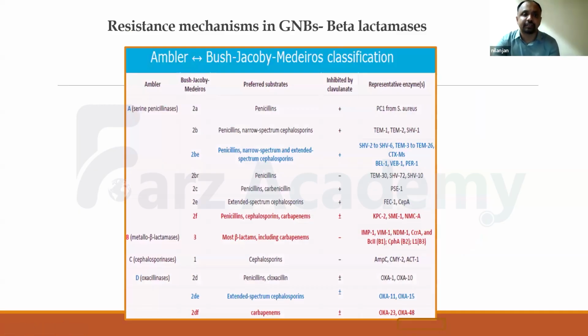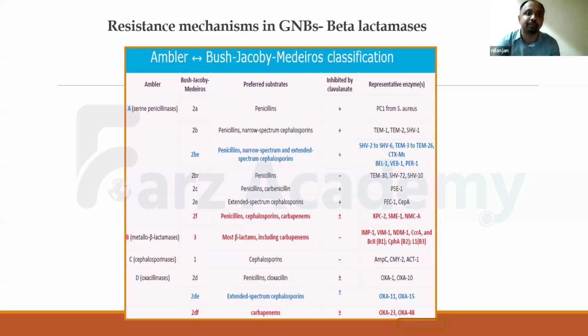The main resistance mechanisms in GNBs are the beta lactamases. A very common and frequently asked classification is the Ambler classification. There are four classes: class A, class B, class C, and class D. Nowadays, as you know, most centers do biofires or BCID panels. The importance of this is that we can get the genotype of the organism, so even before we get the culture results and the sensitivity pattern, we can get a genotypic pattern based on which we can decide on the antibiotics.